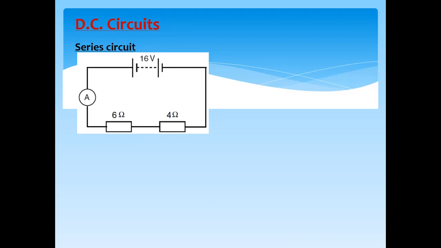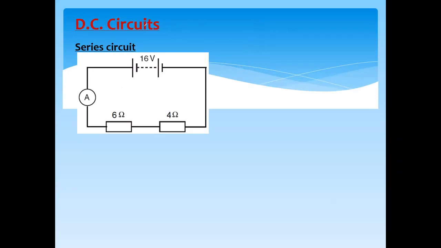Voltage or current? As they're connected in series, which quantity will be the same for both? So the current will be the same. They will have the same current. So what current flows through the 6 ohm, that will be the same as the current which will flow through the 4 ohm.